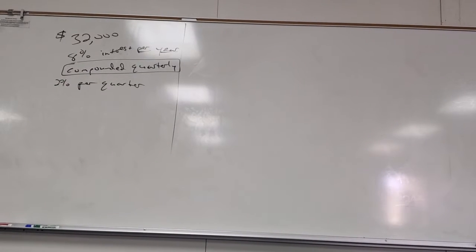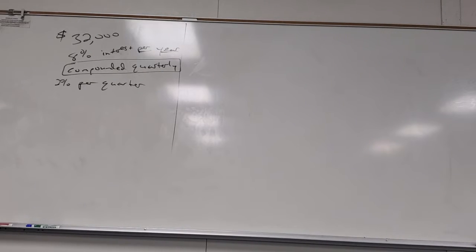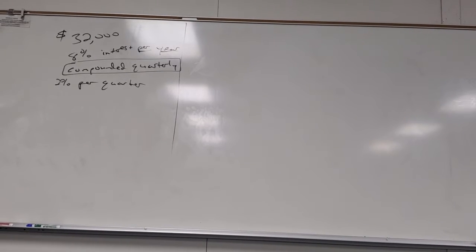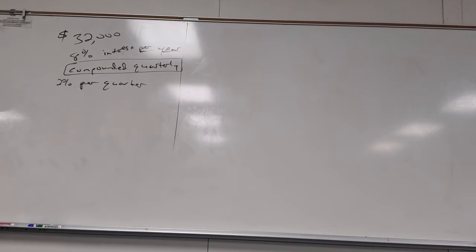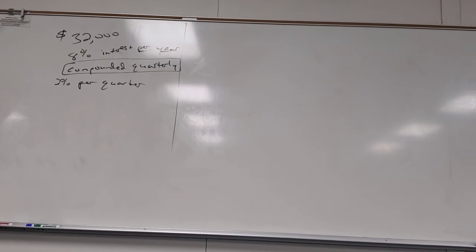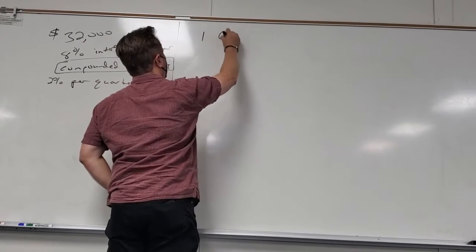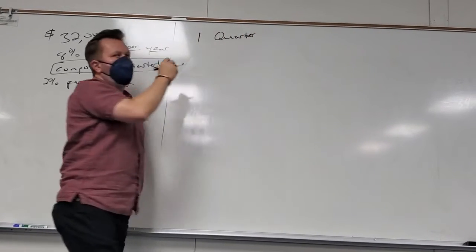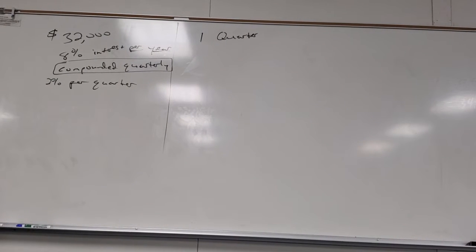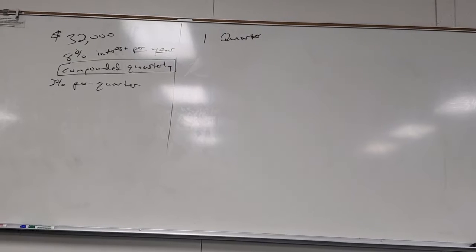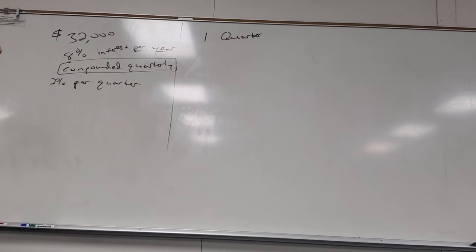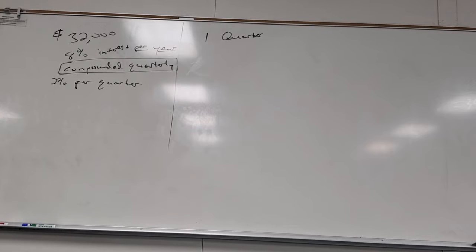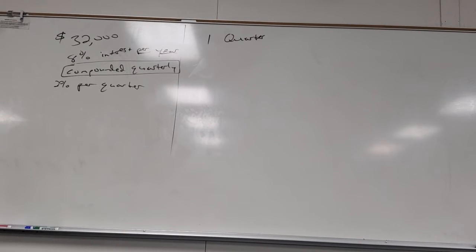Is that all right so far? So every quarter of the year, they are going to add 2% of the money in there on top of this. For example, if I did 1/4, how would you figure how much money's in there? After one quarter, they're going to add 2% of the money in the account to the account, correct? So how do you figure out how much money they're going to add?